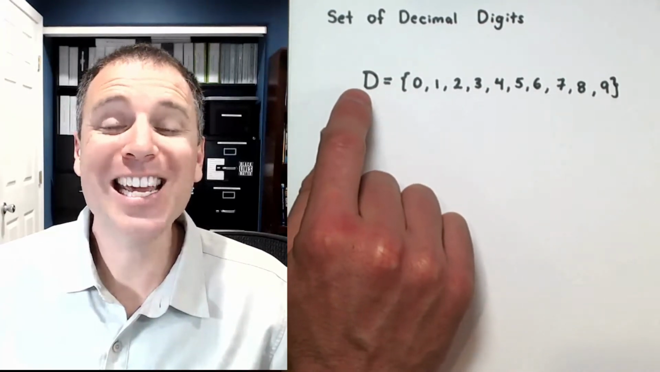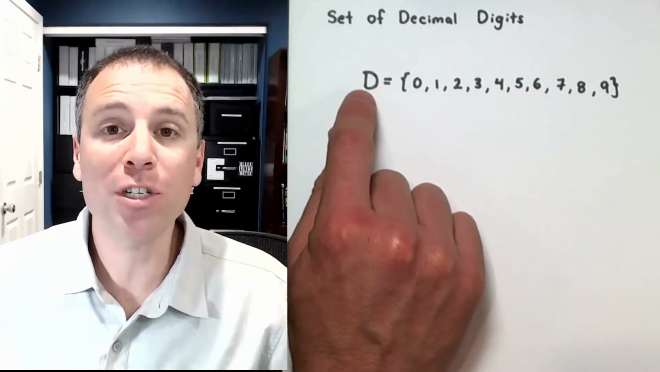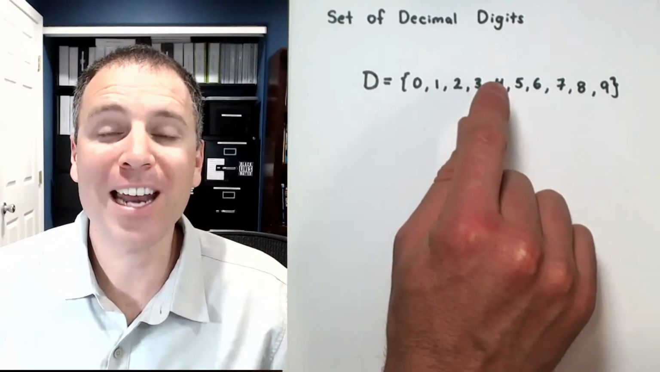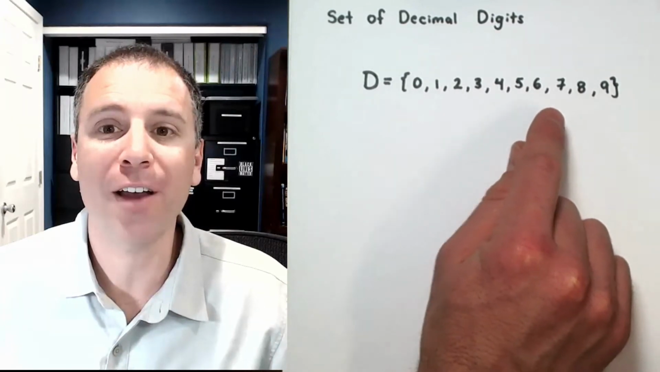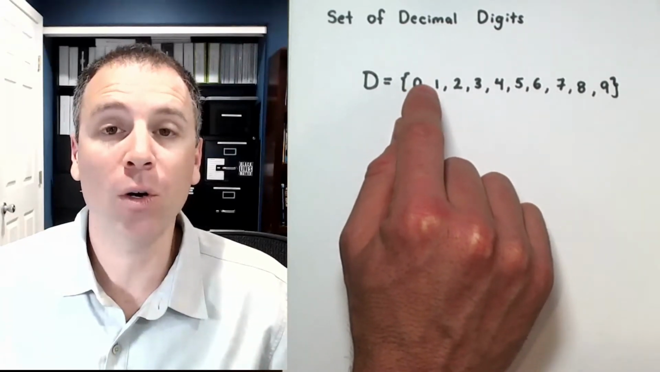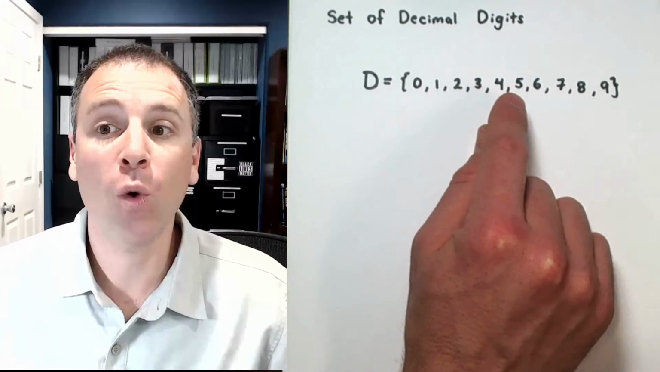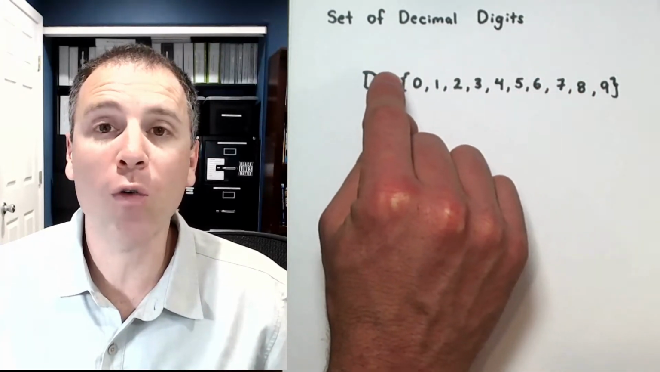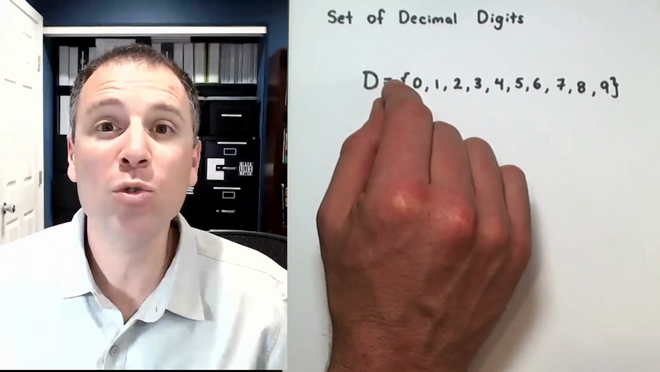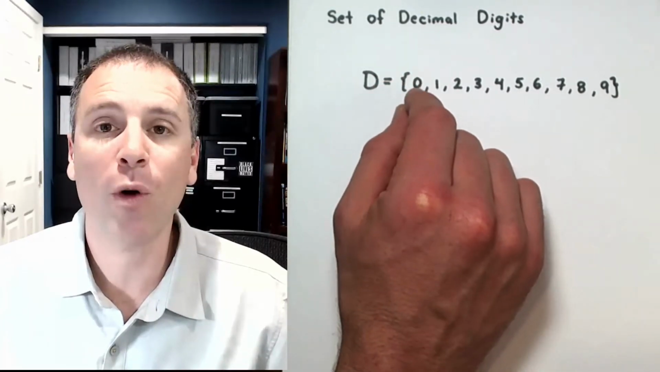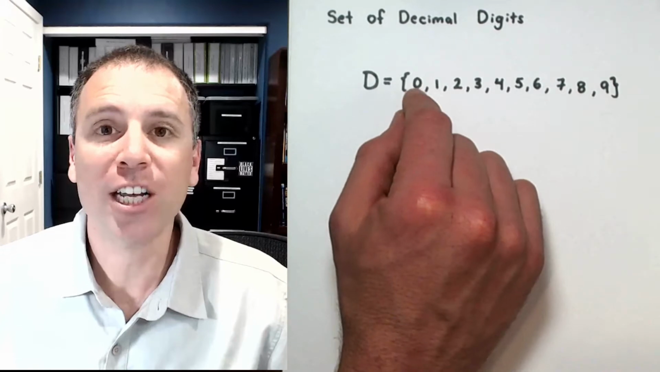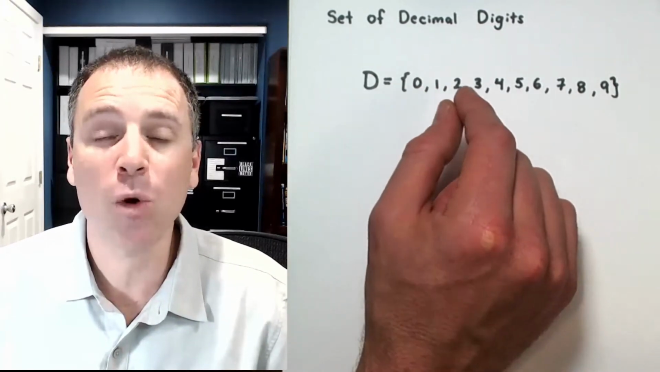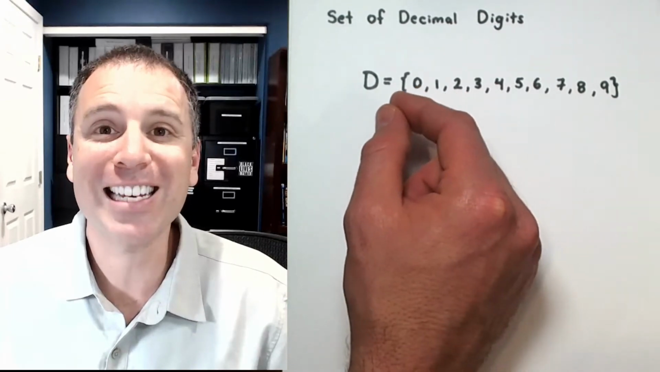In other words, each decimal digit is going to be chosen from this set D, and there are only 10 choices that a single decimal digit can take on. Those include the number 0, 1, 2, 3, 4, all the way up to the number 9. We're going to come back to this over and over again when choosing the values of each digit in a decimal representation of a number. Each digit can only take on one of 10 values because decimal representations represent ideas in base 10.